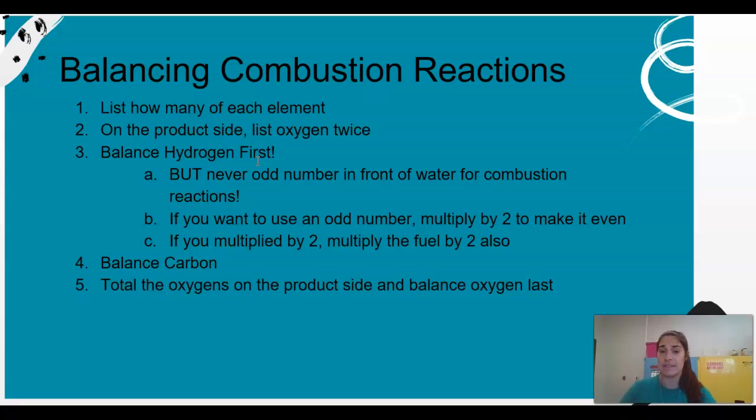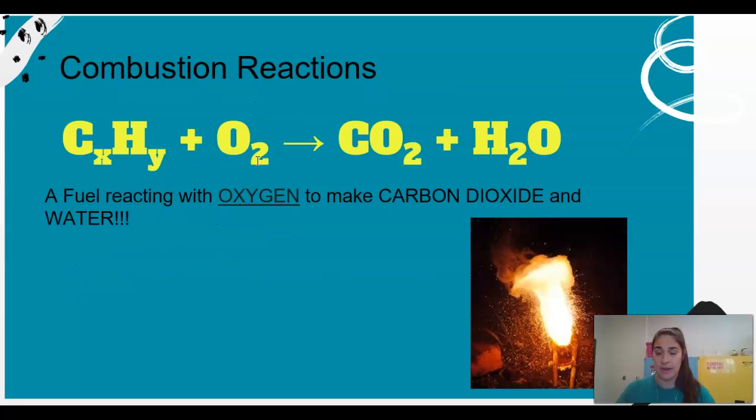So the order that you want to balance these things is hydrogen, then carbon, then oxygen, okay? So hydrogen has its own little rules. We say that you can never put an odd number for water. If you were to put something like a 3 in front of H2O, that would create 3 oxygens when you distributed that coefficient. But if you look at the left side, on our reactant side, oxygen is O2. And so there is no way to get 3 oxygens over there, right? You can never have an odd number of oxygens on the reactant side because you're always multiplying by 2.